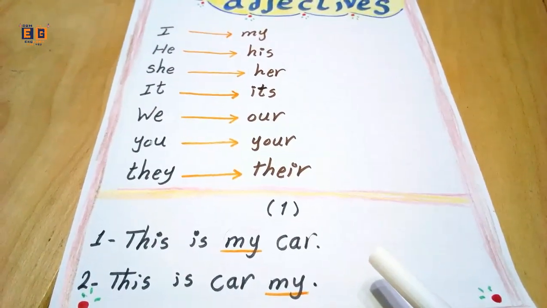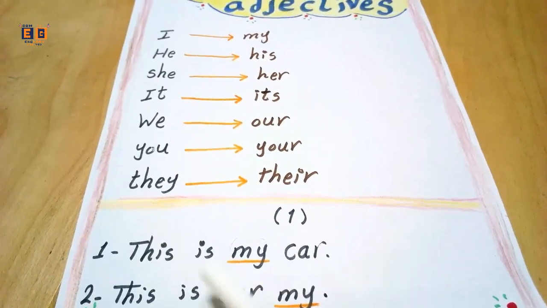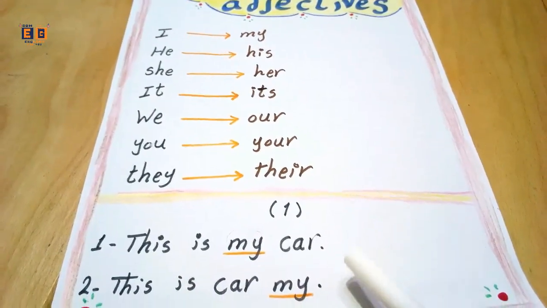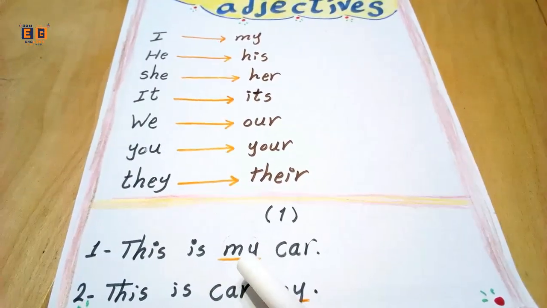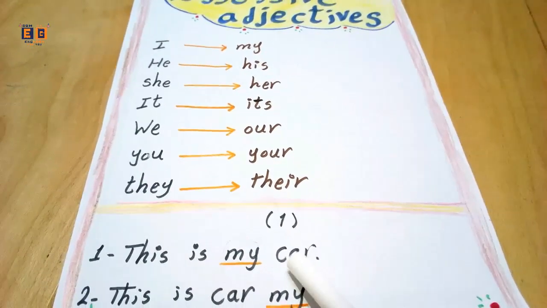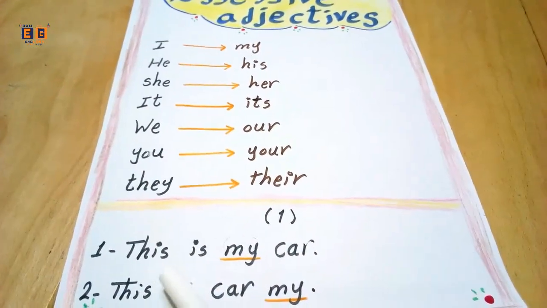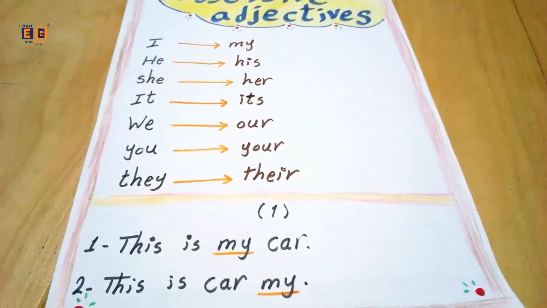According to rule number 1 of the possessive adjective, the first one is the correct one, and vice versa in number 2. Why? Because here is the possessive adjective: my comes before car. So it will be this is my car, not this car is mine.